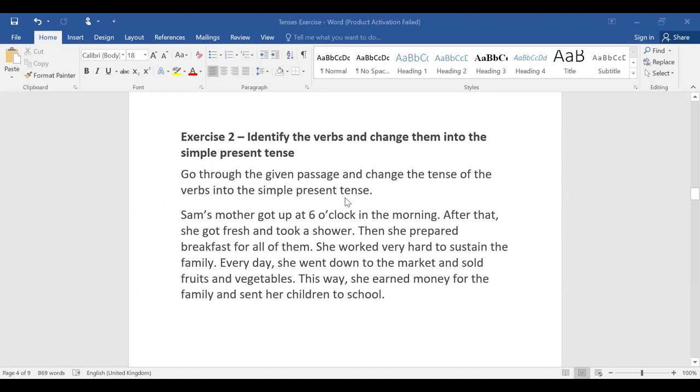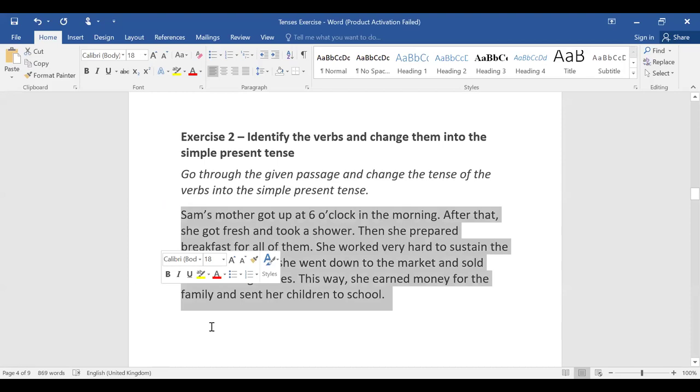So this part is not part of it. Let me italicize that. Okay, good. This is the passage you have to go through. And I'm reading. Hey, please get some water to drink.